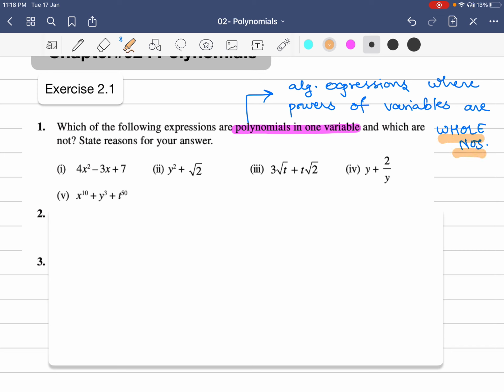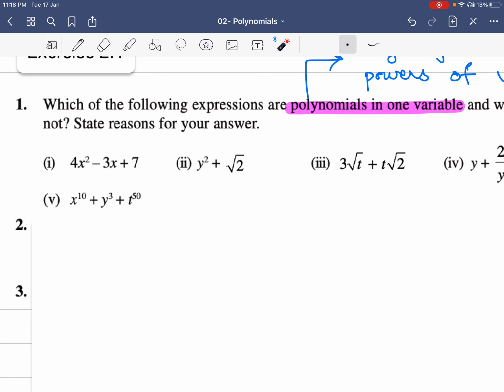Now, using this definition of polynomial, we can easily figure out which of these are polynomials and which of these are not. So let's look at the first example, 4x square minus 3x plus 7. If we zoom in, we can clearly see that all the algebraic terms have their exponent, or power, as a whole number. So yes, this is a valid polynomial.